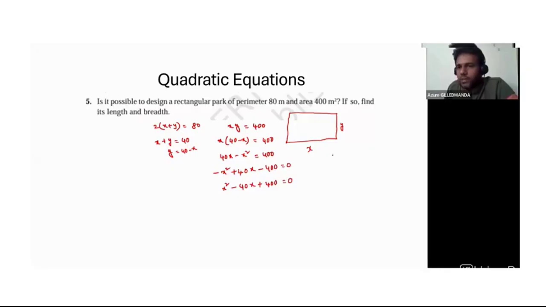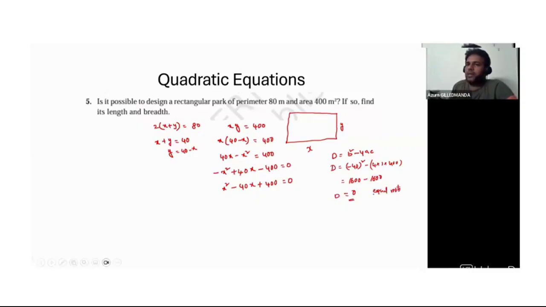Now find the discriminant first. What is D? D equal to b square minus 4ac. So what is our b here? b is minus 40. So minus 40 whole square minus 4 into a, which is 1, into c, which is 400. What is 40 square? 40 into 40, 4 fours are 16, so minus 40 into minus 40 is plus 1600. Minus 4 into 400 is 1600. So D is 0. That means equal roots, right?